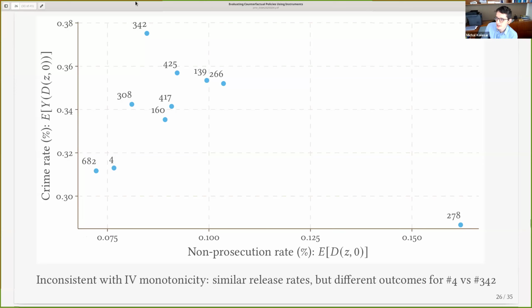And you can see from this figure that monotonicity is rejected, because these two prosecutors, 308 and 342, have very similar release rates but very different outcomes. So it can be that they're releasing different types of people.